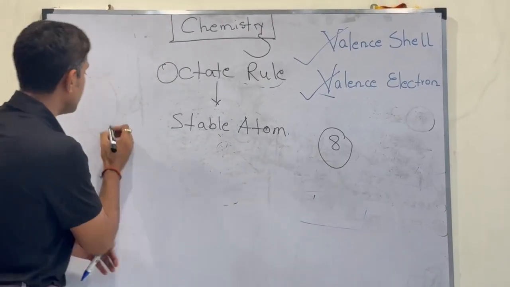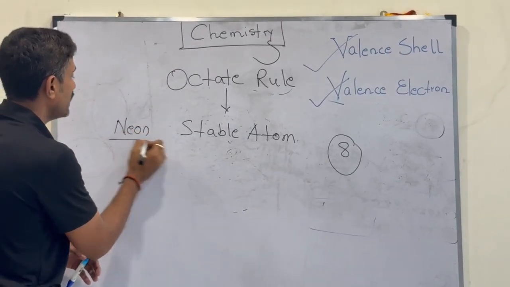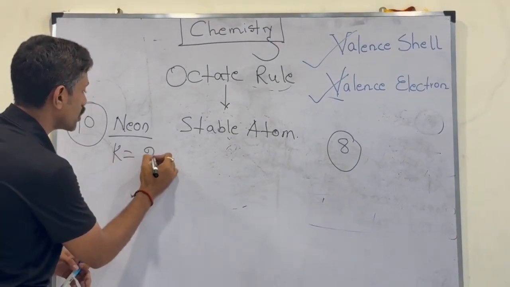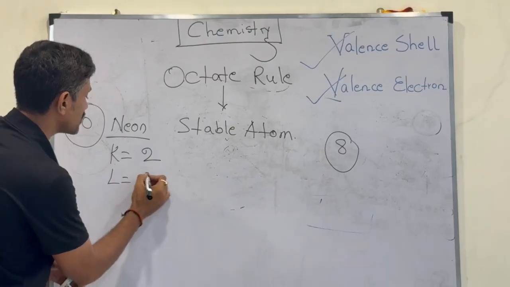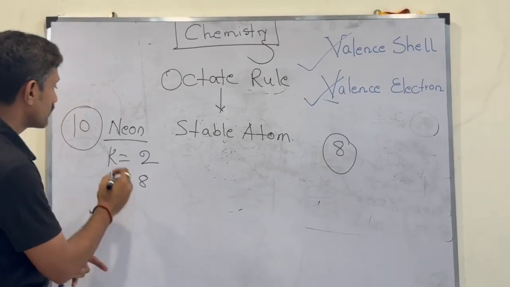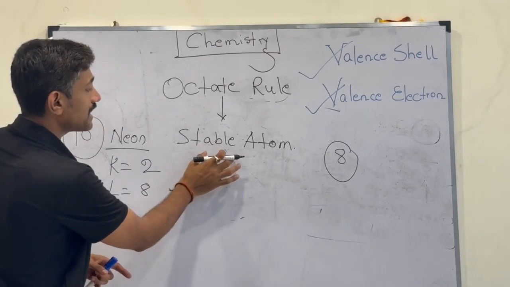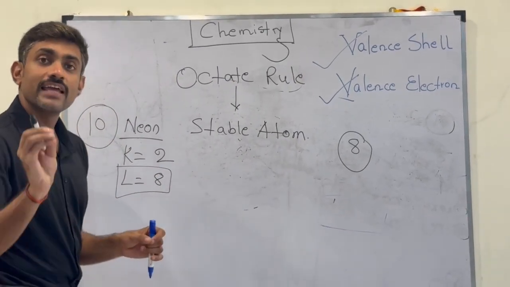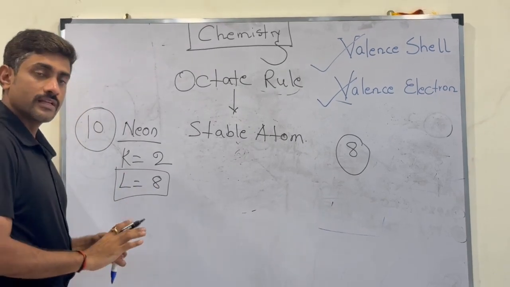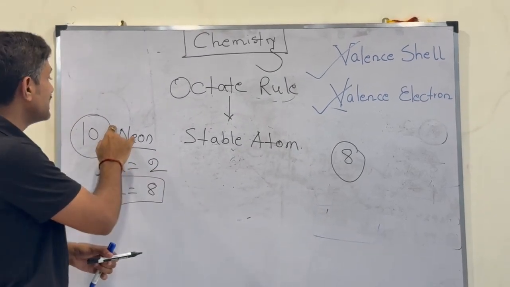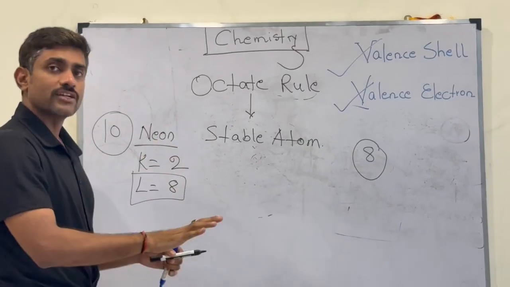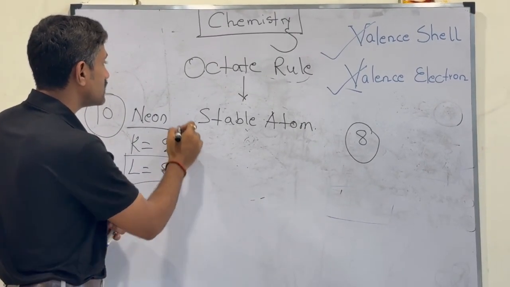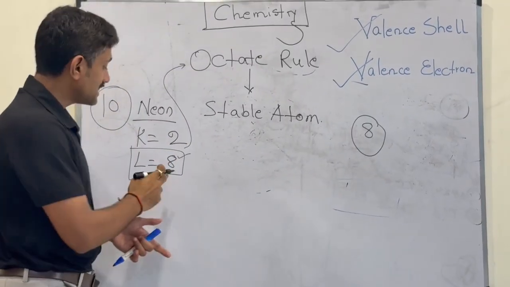I'll explain with an example, neon. Neon has atomic number 10. It is pretty simple. You know this, right? So K shell has 2 and L shell has 8. In order to make a stable atom, the outermost shell should have 8 electrons. When this happens, it means this atom is a stable atom. You got the point? Now, why does 8 come into the picture? Because of the octet rule. Octet means 8.